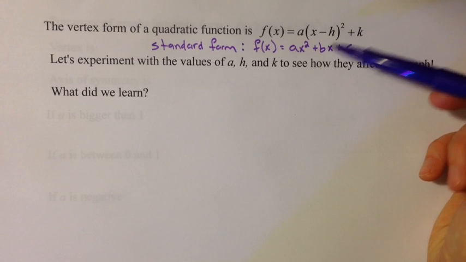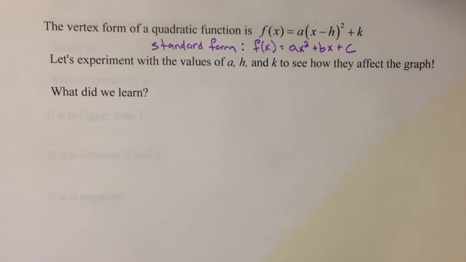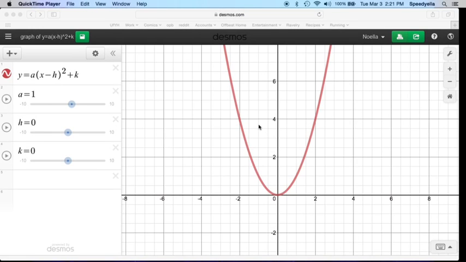They're both quadratics. They both have an x that's being squared, and it's really just two ways of expressing the same function. Now what I'd like to do is go experiment with the values of a, h, and k to see how they affect the graph. To Desmos.com. You can see that over here I have the vertex format of a quadratic function. So I have y equals a times (x minus h) squared plus k. Down here I have little sliders that let me change the values of a, h, and k. And then the graph appears over here.